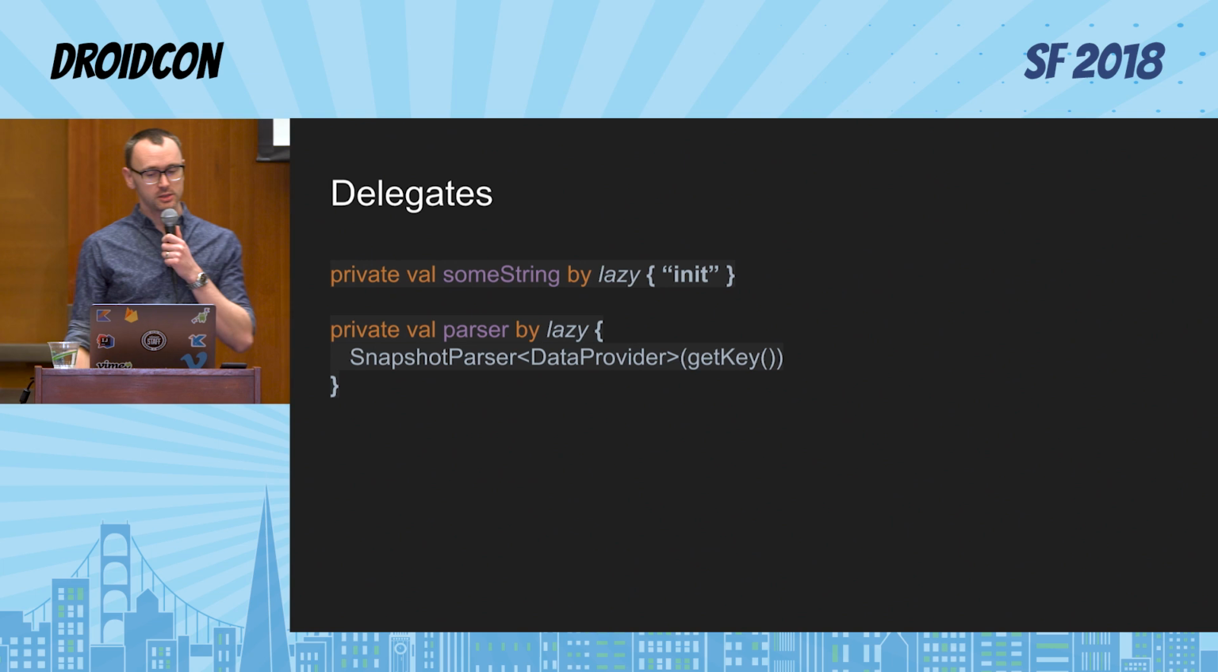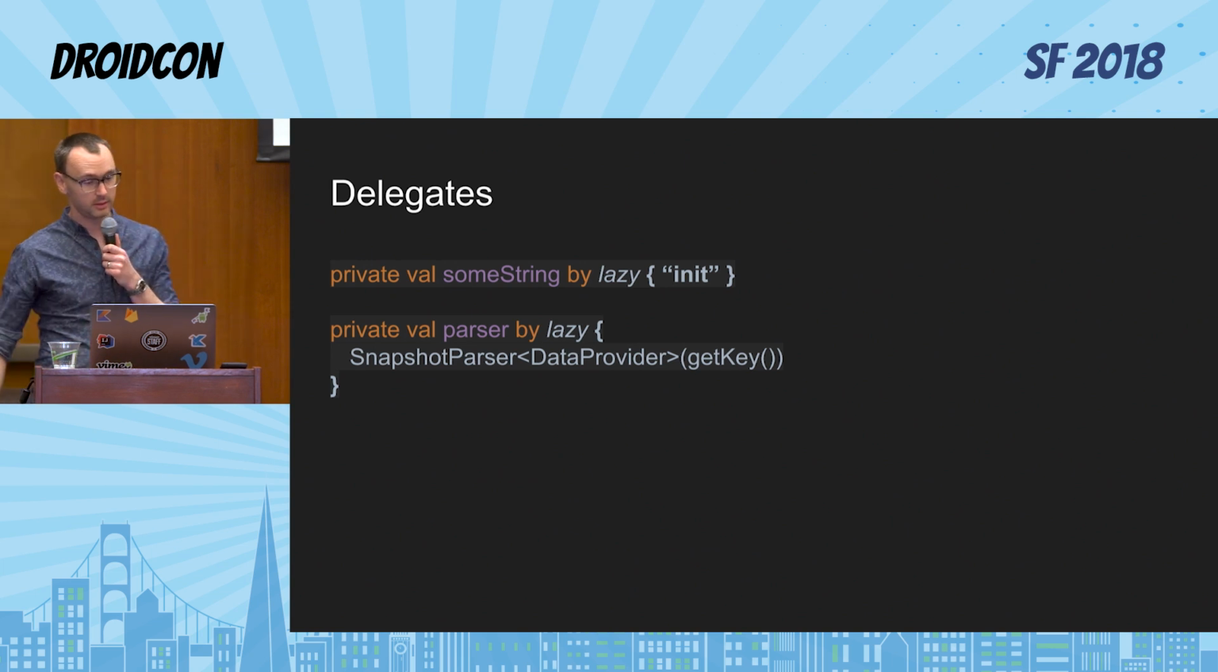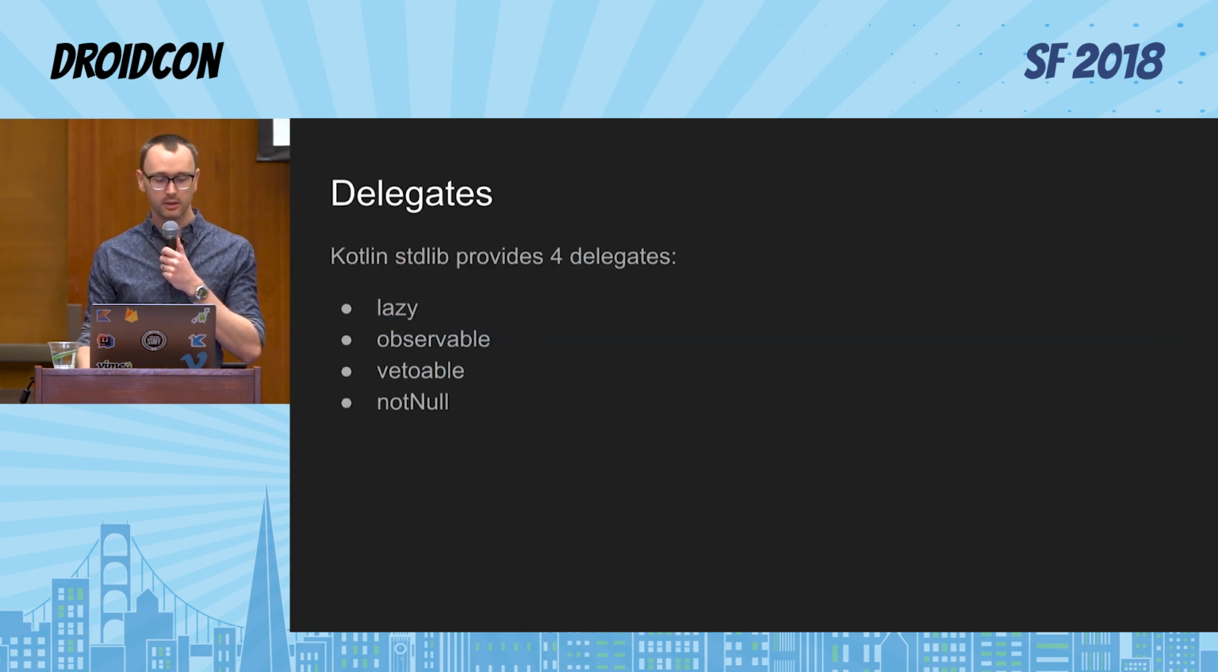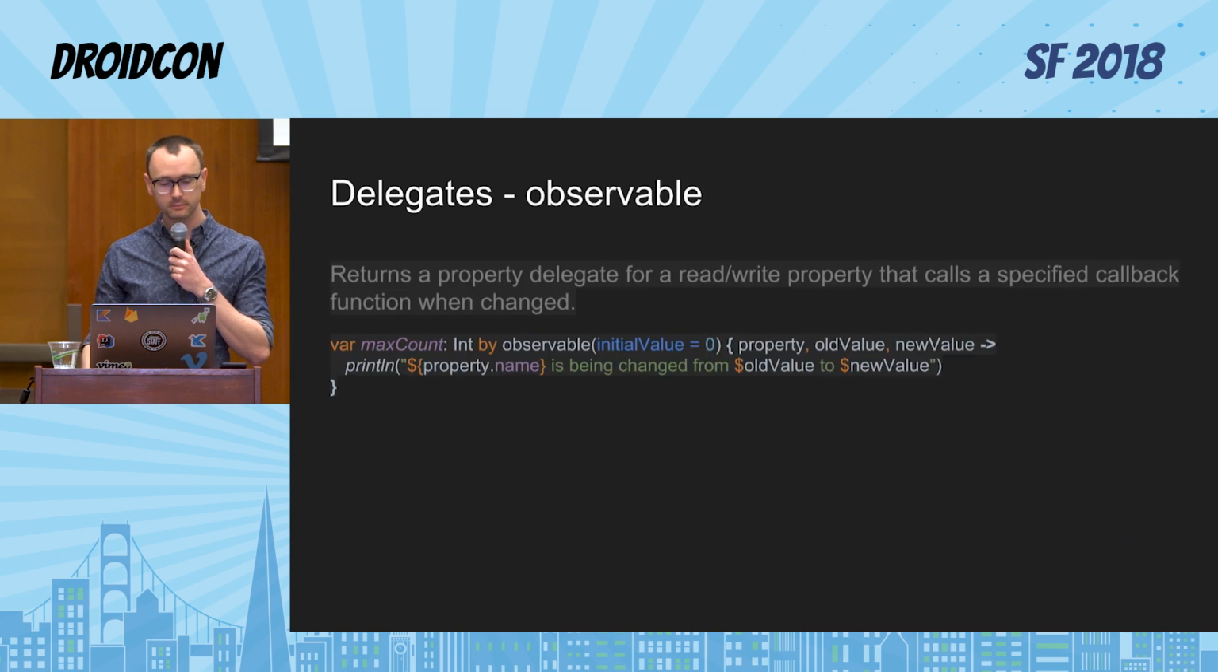All right, so delegates. Most people have used lazy, provided by Kotlin. You've seen code like this. You've probably written code like this. The standard library actually gives you 4 delegates. Lazy is one of them. So we're going to look at the other 3, being ones you might not have seen before. They're observable, vetoable, and notNull.